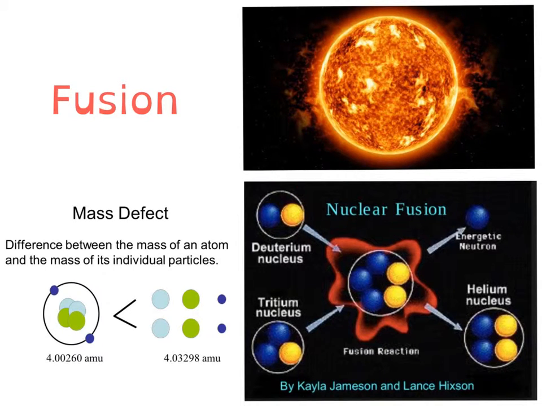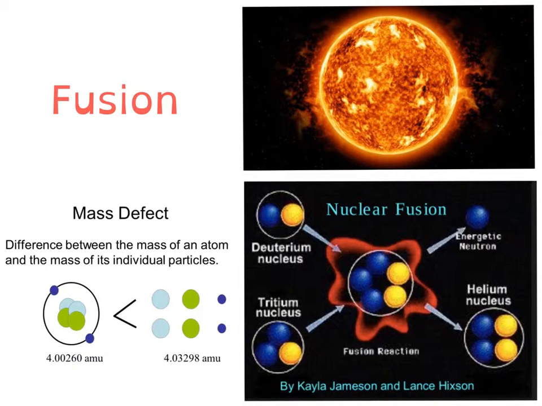And then we also have tritium, which is going to have two neutrons and a proton. And when these two atoms collide with each other, they form a helium nucleus and they give off an energetic neutron. And that's where we get our energy from. Fusion does not produce radioactive waste.